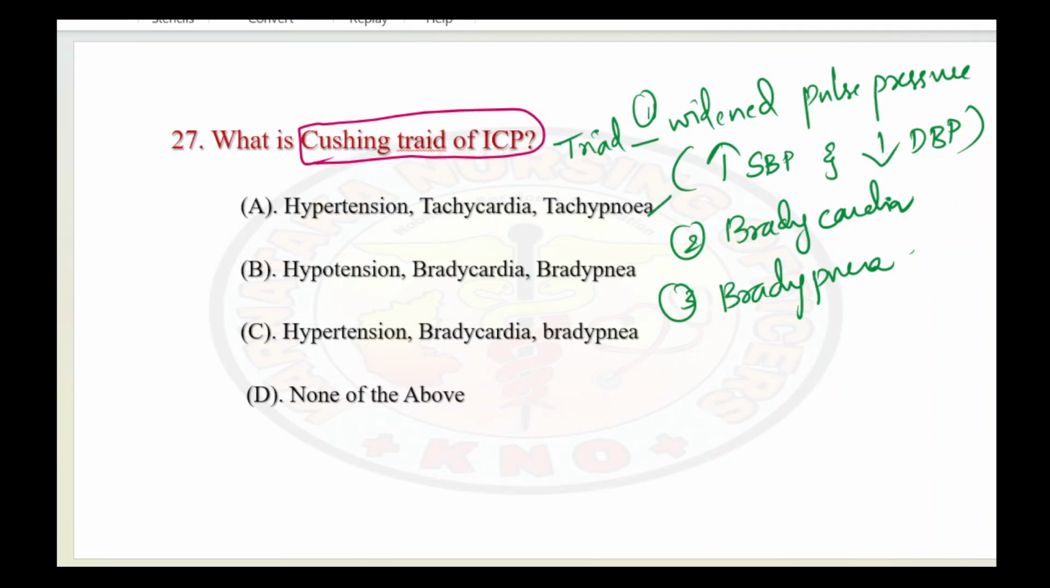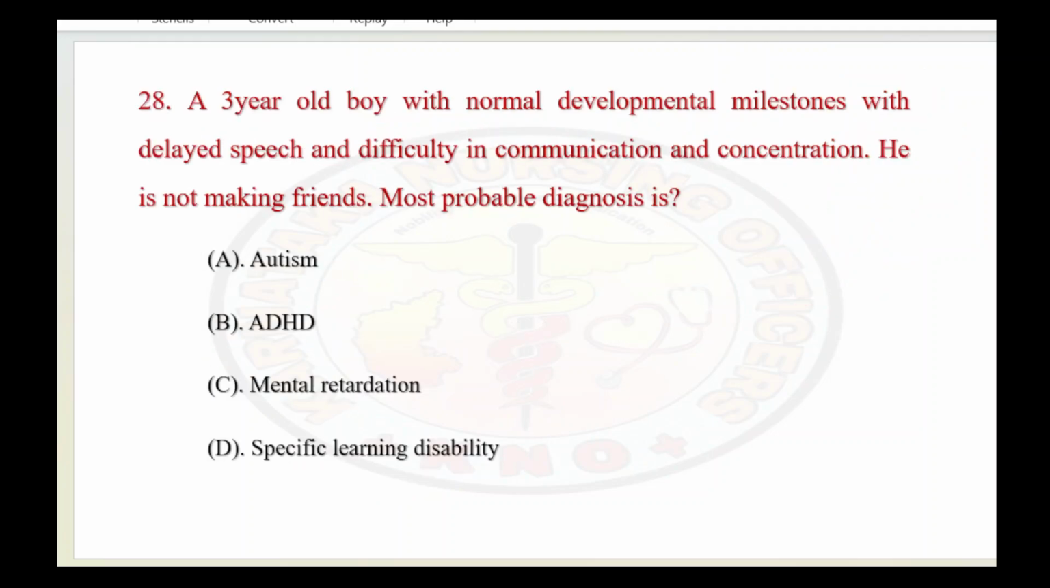Definitely, there is no tachycardia, okay, and there is no hypotension. So the right answer is option C. Answer is C. Widened pulse pressure leads to high BP, bradycardia, and bradypnea. So hypertension, bradycardia, bradypnea is seen in option C. So let's see the next question.